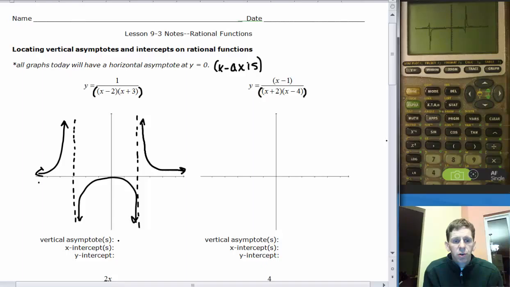This graph has two vertical asymptotes. They're located at x equals -3 and x equals 2. These are due in part to the factors that you see in the denominator, x minus 2 and x plus 3. They generate these vertical asymptotes, x equals 2, x equals -3. They're the values that would cause each of these factors to equal 0. This graph does not appear to have any x-intercepts.